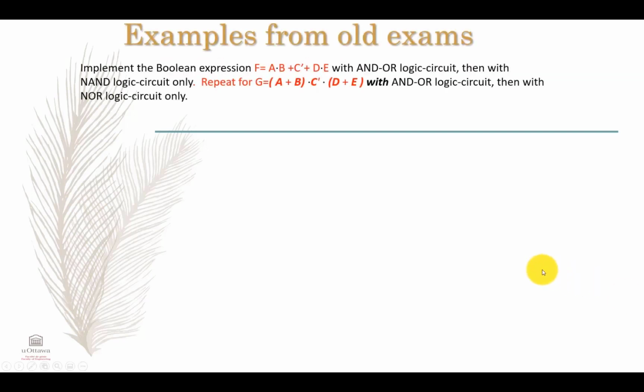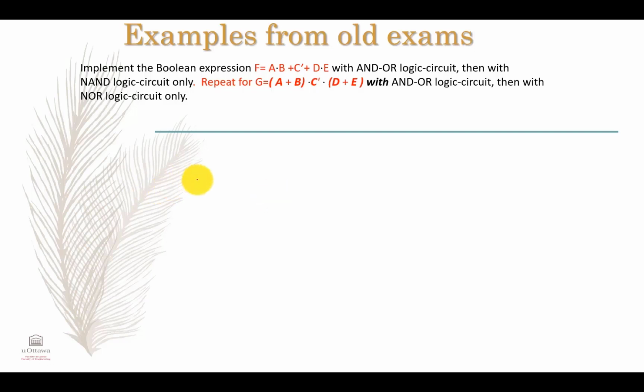So let me give you an example here from an old exam. Suppose that we have a Boolean expression function f, and you are supposed to implement it using the fundamental logic gates, which are the AND, the OR, and the inverter. Then you need to implement function f with a NAND logic circuit only. So how can we do that? First of all, let's implement this function using the AND-OR.